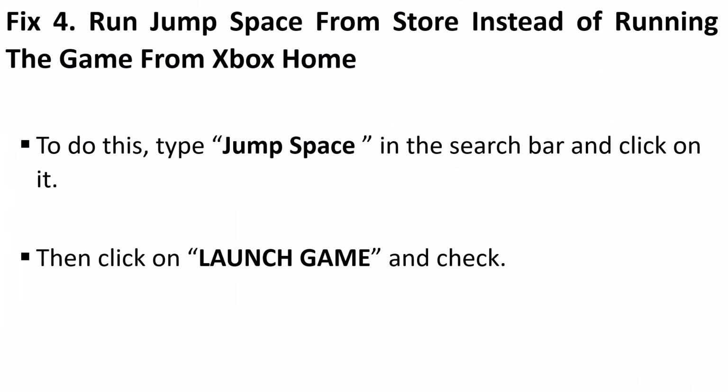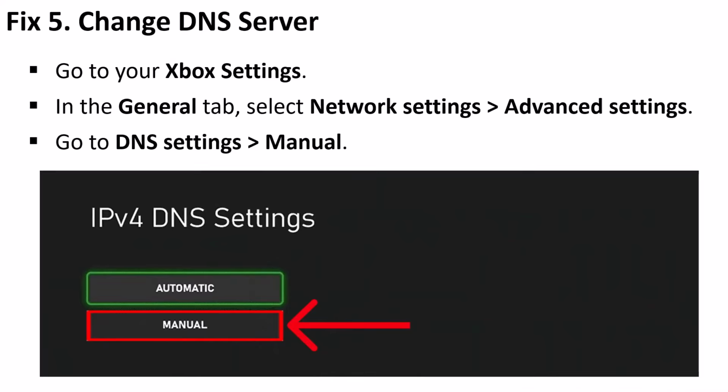Fix 4 is to run Jump Space from the store instead of running the game from the Xbox home. To do this, type Jump Space in the search bar and click on it, then click on Launch game and check.